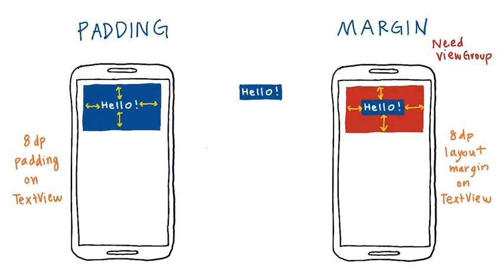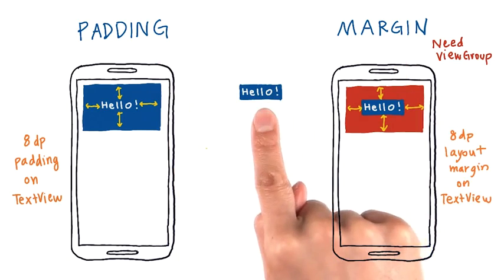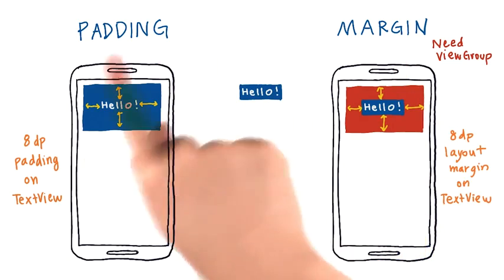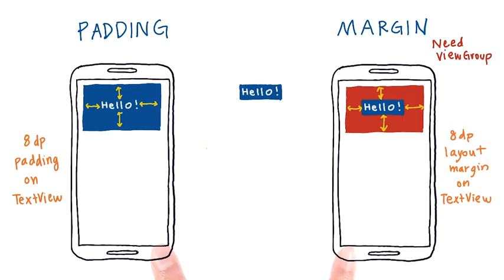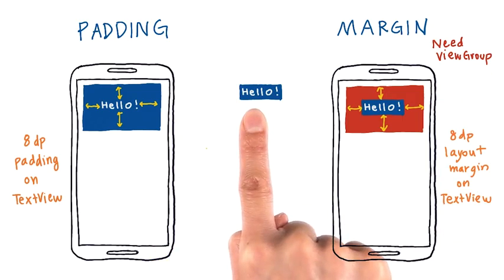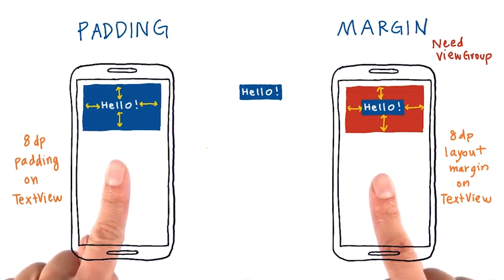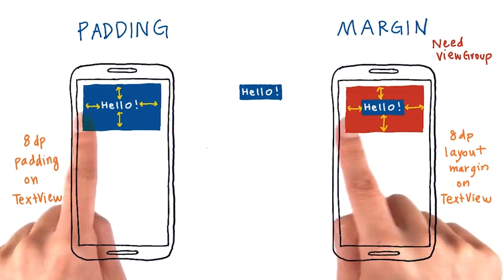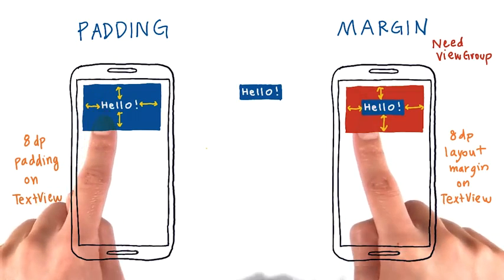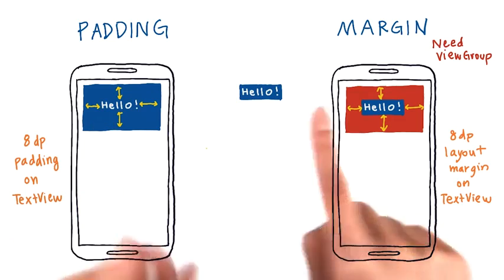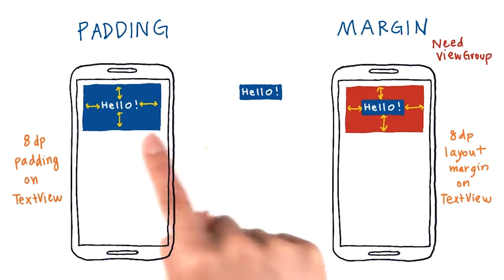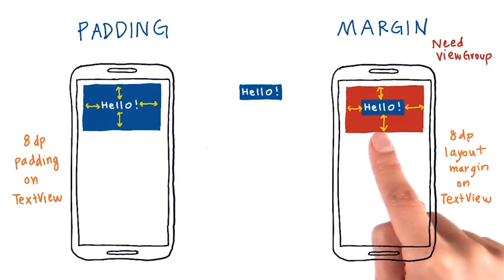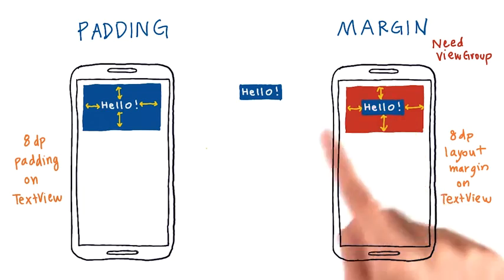So even though you declare padding or margin on the child text view, the padding gets handled by the text view itself, whereas the margin gets handled by the parent view group. If you run both of these on a real device, and you didn't have a background for the text view, then technically both would look the same. The text would start 8 dips over from the left and 8 dips below the top of the device. However, if you do have a background color for the text view, then the user would be able to see that the text view is this big, whereas on the other device, the text view would only be this big.